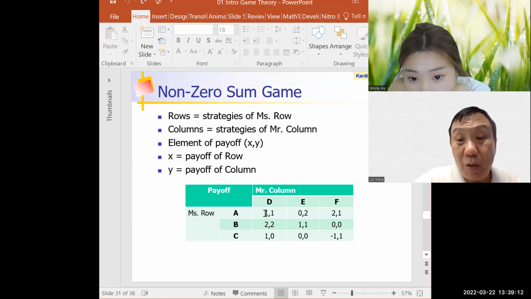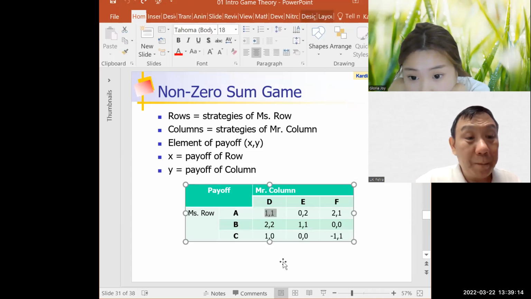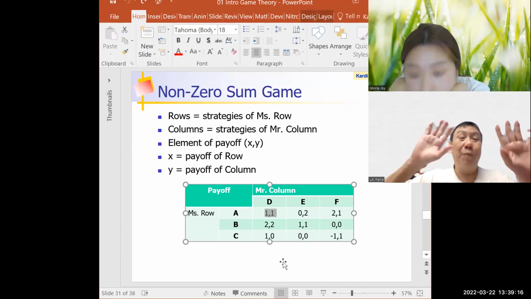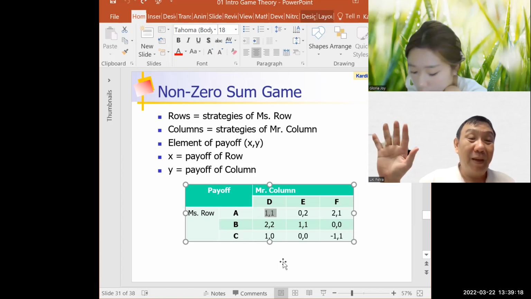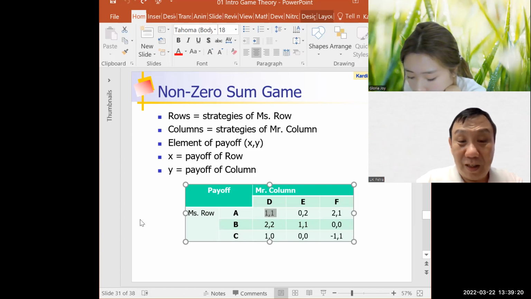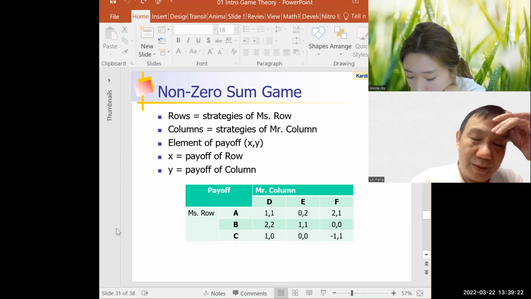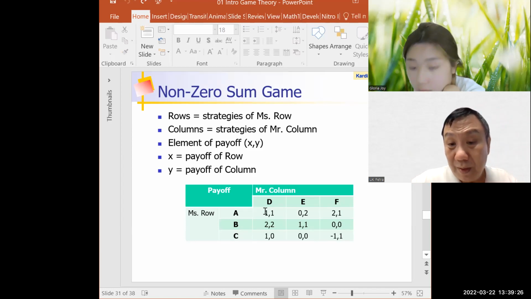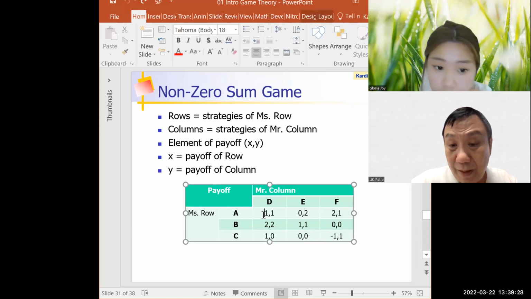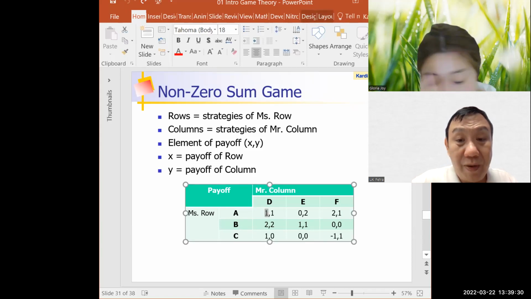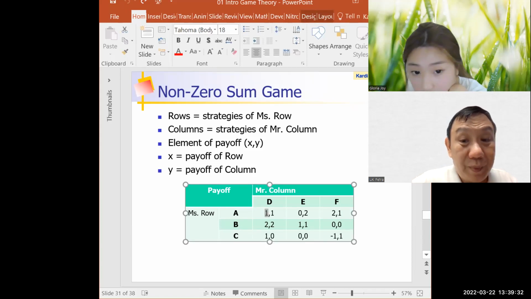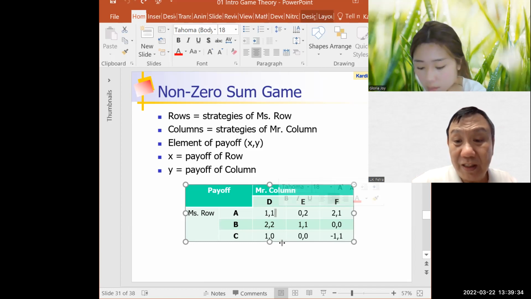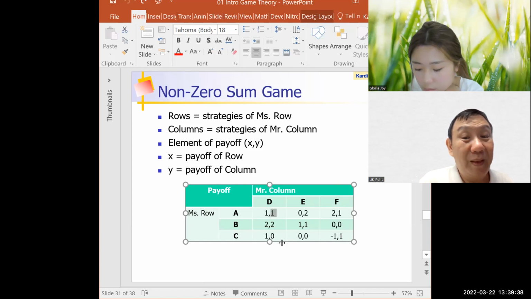Okay? In that case, you will put it this way, with a comma. Or you can put it in two tables, that's okay. Yeah? So, the comma is more brief than two tables. So, we'll say the first number here represents the payoff of this row. The second number here is the payoff for Mr. Column. Is it clear or not?